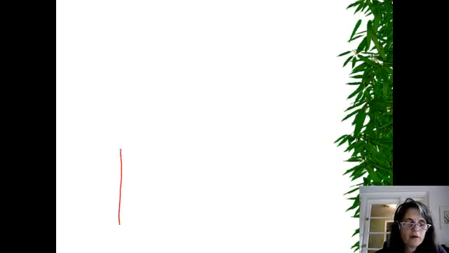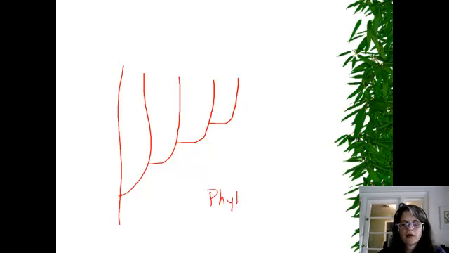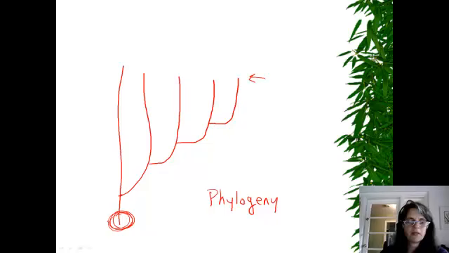So I'm going to draw something that looks like a really weird pitchfork here. Okay, so if this is a phylogeny, a family tree, here is the common ancestor to all of these members. These are all modern living organisms up top. So this is the ancient common ancestor to all of them.